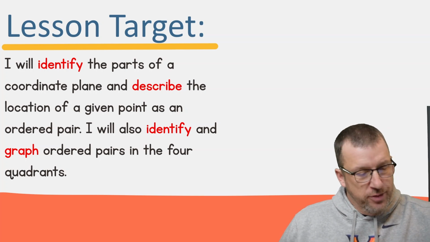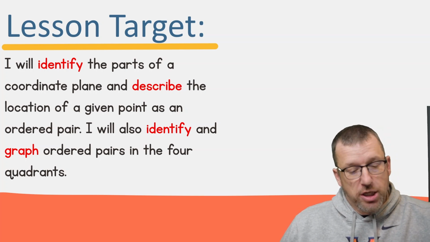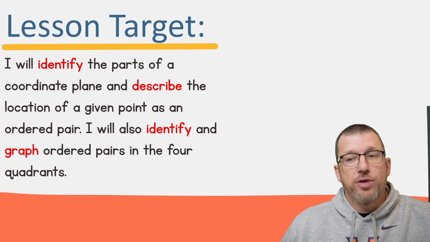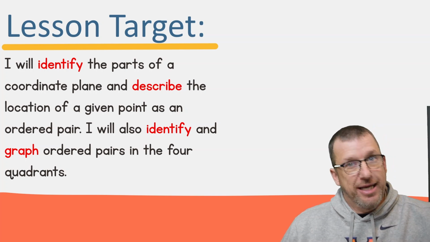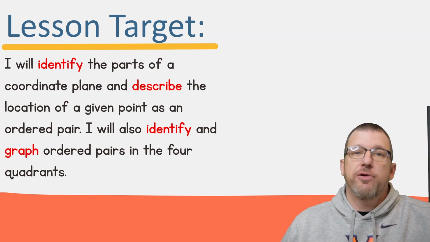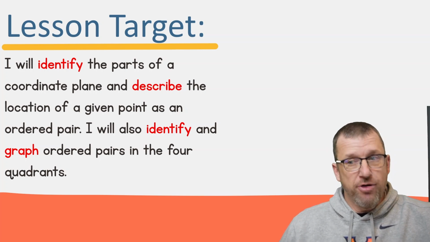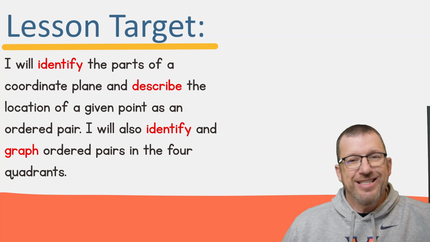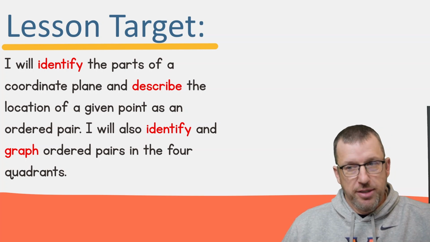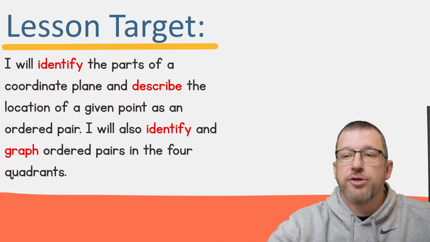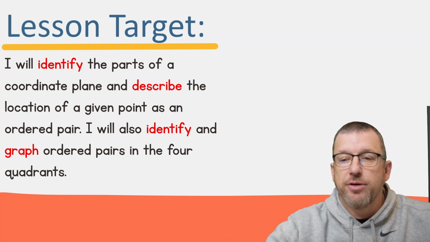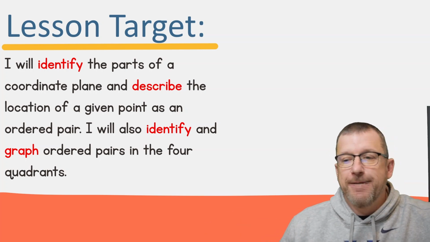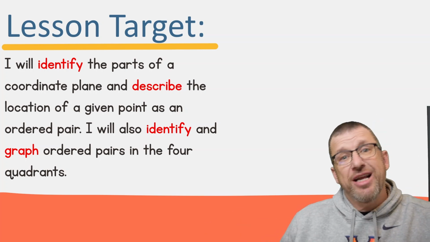Today's lesson target is we're going to identify the parts of the coordinate plane. We're going to describe the location of a given point as an ordered pair. And we're also going to identify and graph ordered pairs in the four quadrants. If that sounds like a bunch of mumbo jumbo to you, trust me, we're going to get to understanding every part of that description, and you are going to find a way to navigate the coordinate plane today. So don't panic if that sounded crazy.